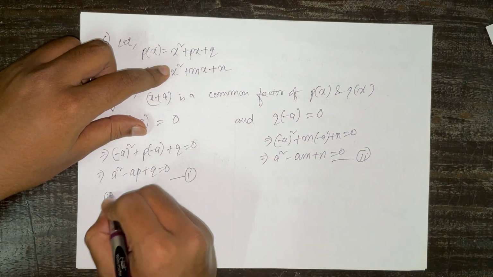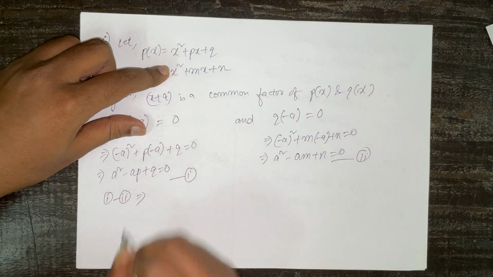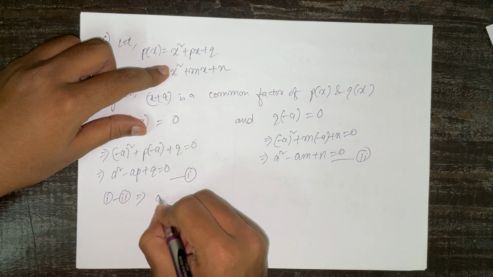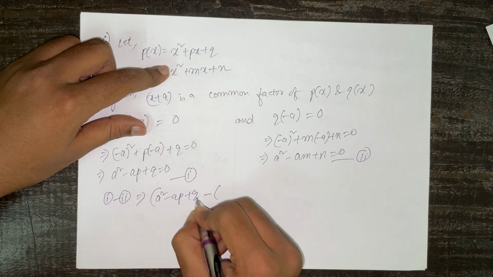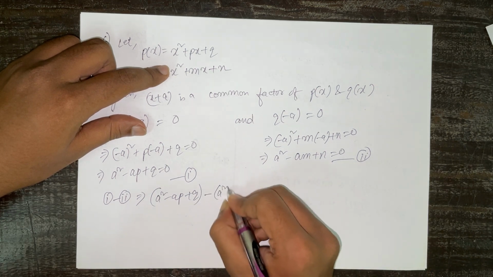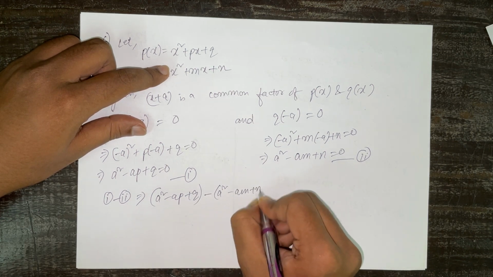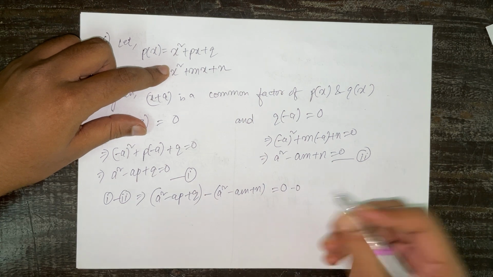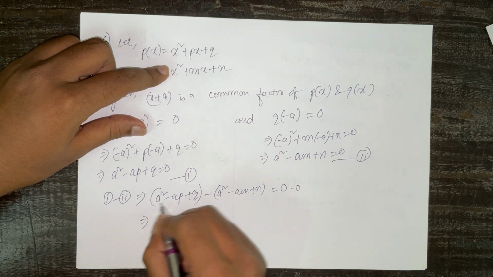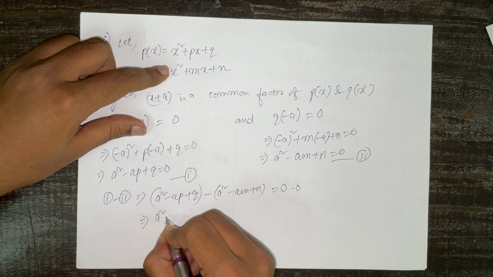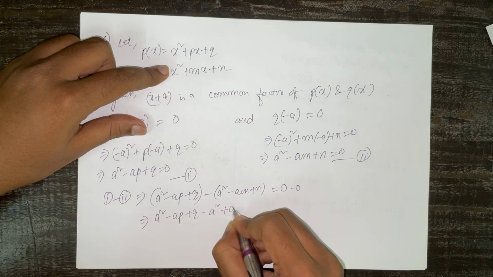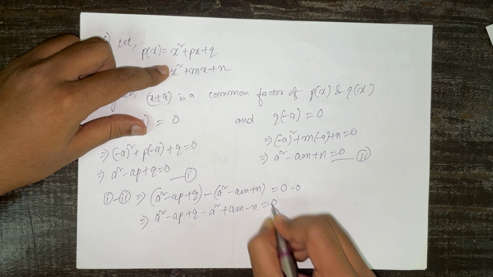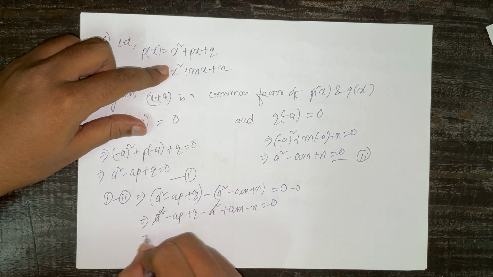Let us subtract 1 minus 2. We get a square minus ap plus q, this one, minus this one, a square minus am plus n is equal to 0 minus 0. So obviously it will be 0. So if we break the bracket, we will get a square minus ap plus q minus a square plus am minus n equal to 0. So a square will cancel out.